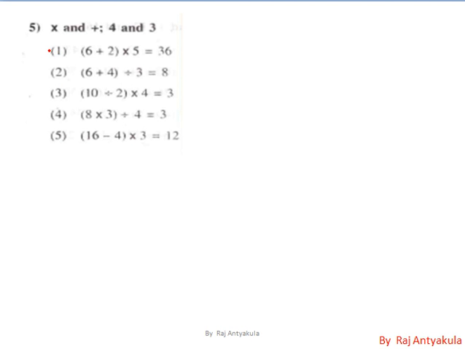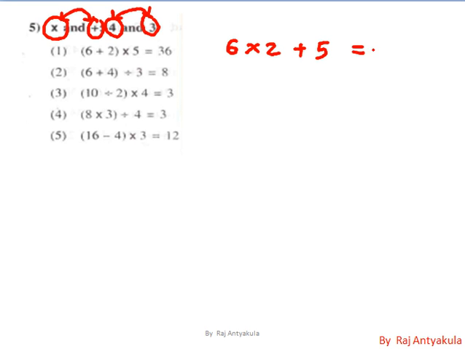Next, fifth one. Here into has to be replaced with plus, and plus has to be replaced with into. Similarly 4 has to be interchanged with 3, and 3 has to be interchanged with 4. Let us verify. 6 plus, so plus means replaced with into. Into means replaced with plus 5 equals to 36. 6 into 2 is 12, plus 5 is 17, which is not correct.